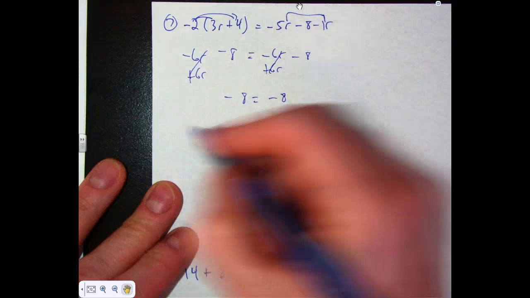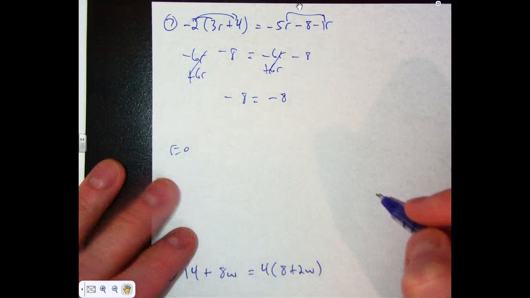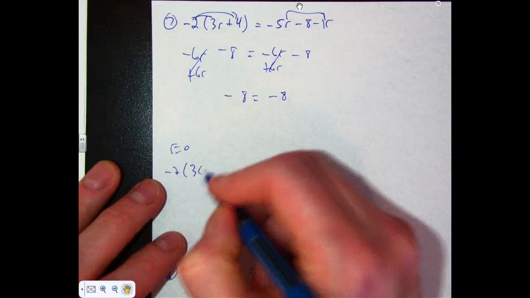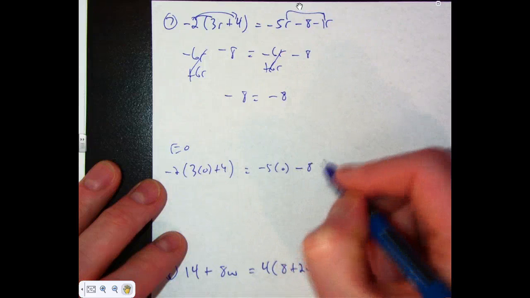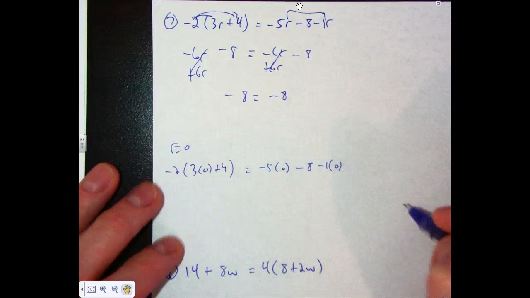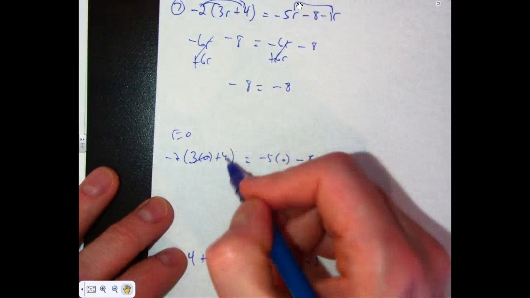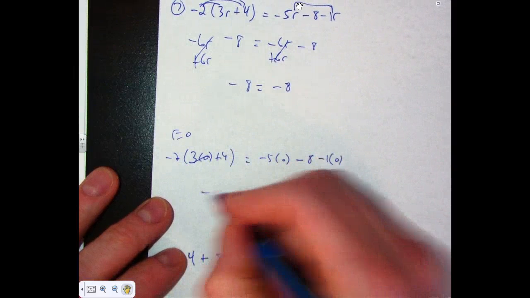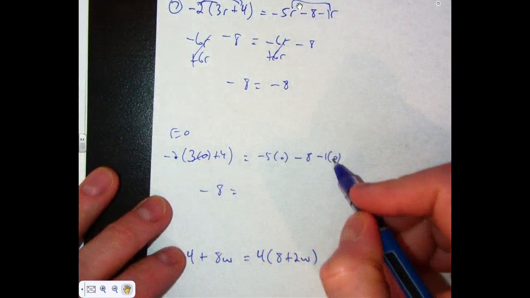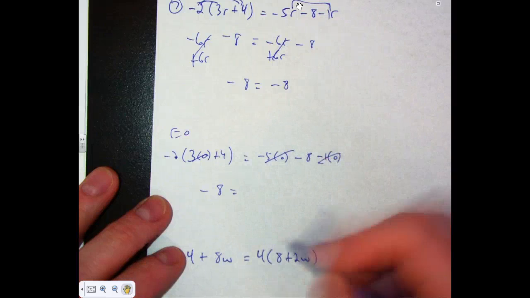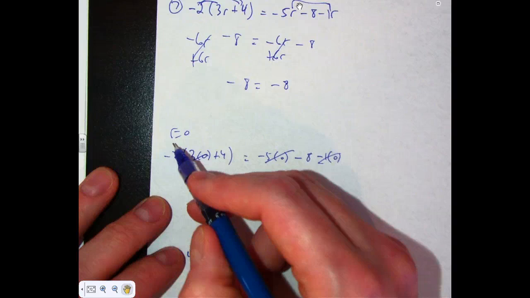So for instance, if I wanted to say, okay, let r equal 0, I'm doing it as a check. It'd be negative 2 times 3 times 0 plus 4 equals negative 5 times 0 minus 8 minus 1 times 0. Well, 3 times 0 is 0. 0 plus 4 is 4. So I get negative 2 times 4, which is negative 8. Negative 5 times 0 and negative 1 times 0, those are just 0. They cancel off, and I get negative 8 again. So both sides checked out when r was 0.